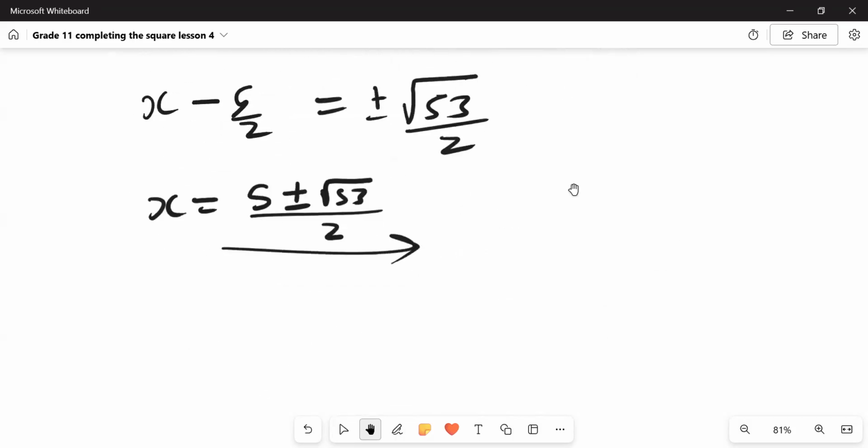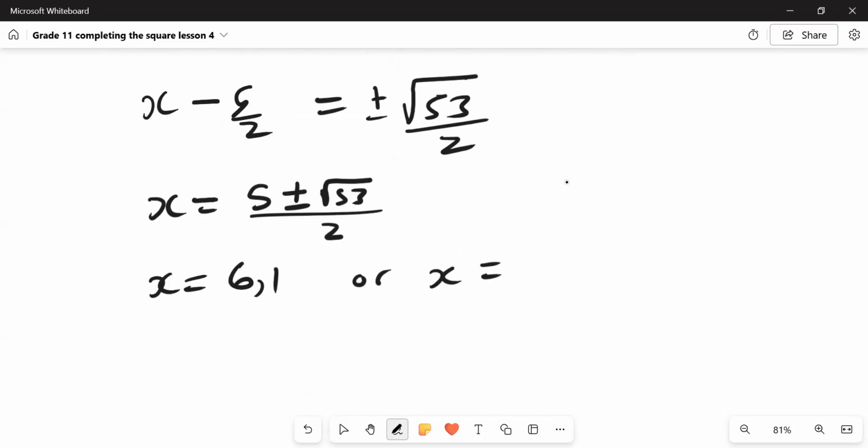But they said correct to 1 decimal place, sorry. Correct to 1 decimal place. So your x would be 6.1, or x is equals to negative 1.1. And then that's it. Example 3.